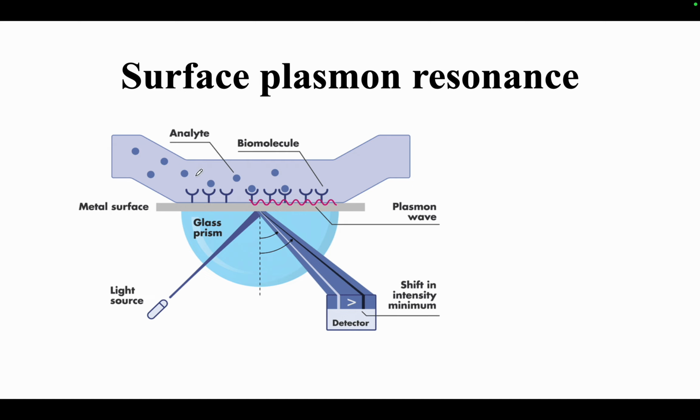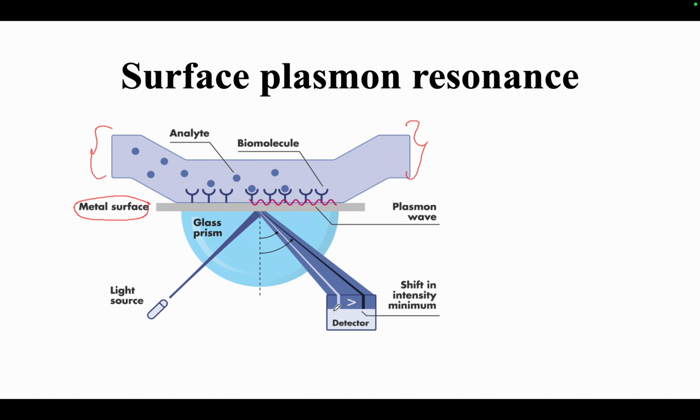So we have our analyte solution. This is the solution where we add substrate or our biomolecules. Suppose this analyte is binding to the biomolecule, the protein is binding to the receptor molecules here, and then we have a plasmon wave which is generated by this metal surface. Below this we have a solution. We have a light source, and then we have a detector.